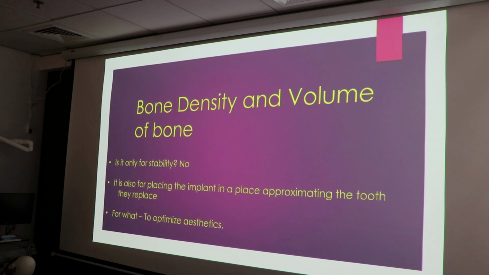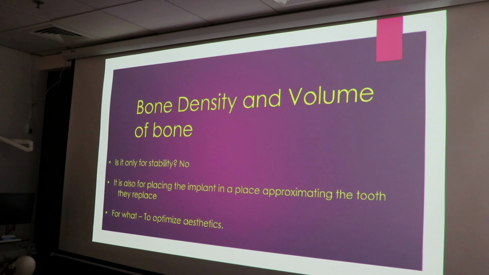I'm just rushing through the theory because this is my first time and I'm confining myself to the theory. So is it only for stability? No, it is also for placing the implant in position, approximating the tooth it replaces. As he rightly showed, there was an issue with the aesthetic aspect when he placed the implant. So our idea of placing an implant is not just for the sake of function, but also to make sure that you are replacing the tooth as close as possible to the natural tooth that was missing.